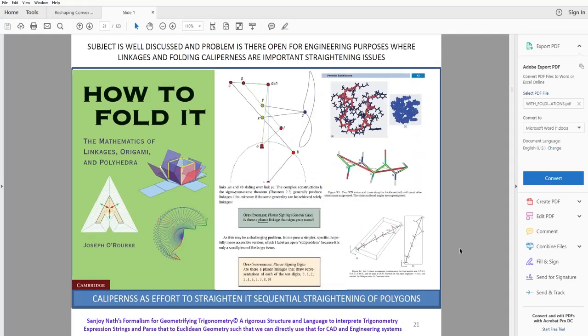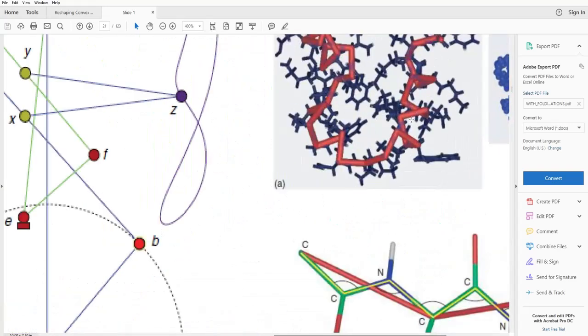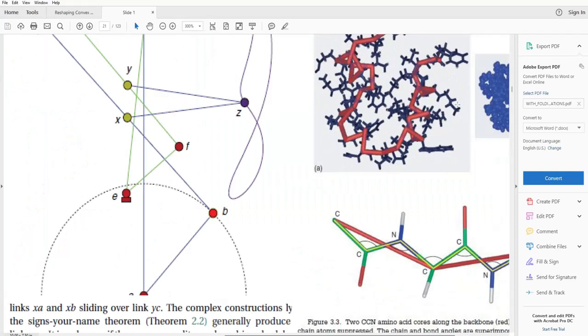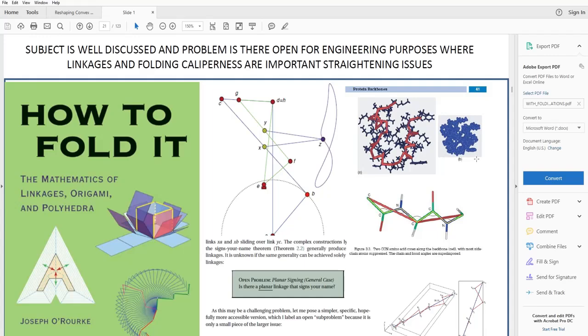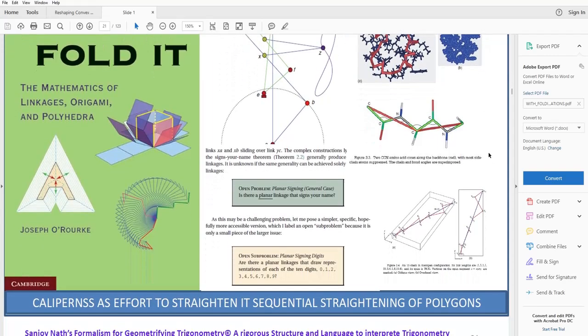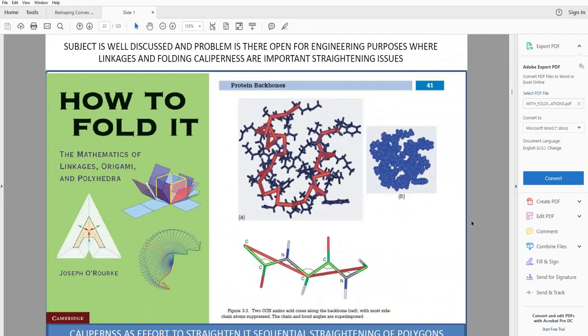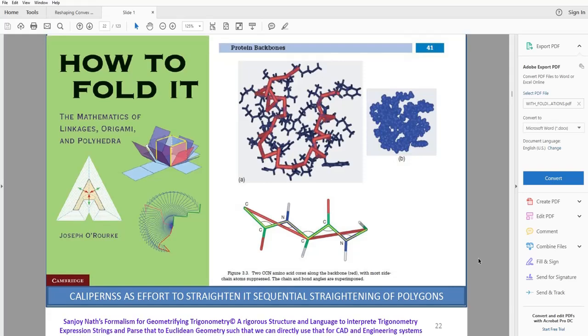Here, in protein folding problems also, we can model things with protein folding algorithms. You can see the caliperness kind of conditions in the protein folding algorithms, where the red lines show the best multi-caliper inside the folded protein objects. These are straightened to do the proper nomenclatures, finding the genome data and addressing the genome data. So Geometrifying Trigonometry is applicable to protein folding problems also.